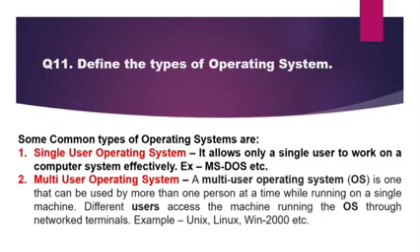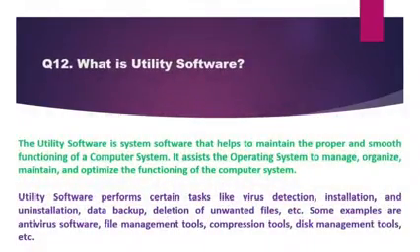A multi-user operating system is one that can be used by more than one person at a time while running on a single machine. Different users access the machine running the operating system through network terminals. Example, Unix, Linux, Windows 2000, etc. Then come to question number 12.